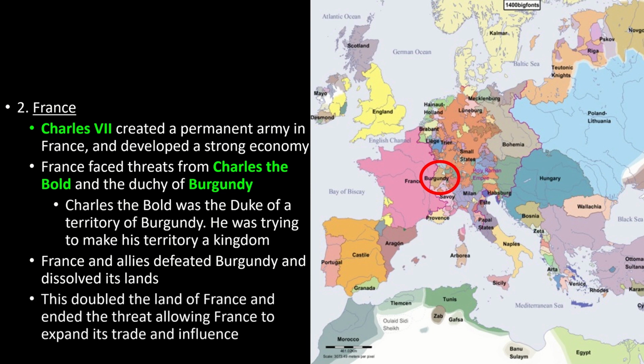So this doubled the land of France, and it ended the threat, allowing France to expand its trade and expand its influence. With the Duke of Burgundy no longer blocking trade, now, guys, the French can have more power over their economy. So this is one way that the French are going to kind of centralize their power by fighting Burgundy and taking more land and being able to expand their trade and influence. And also, Charles VII started to use his own professional hired armies. Pause if you need to.